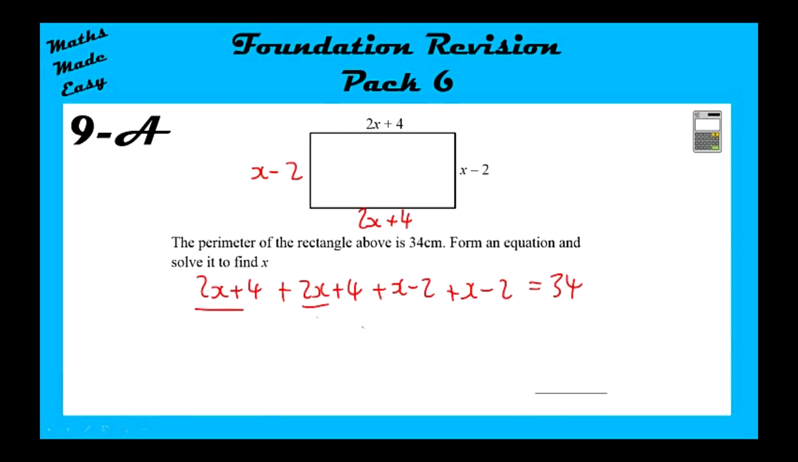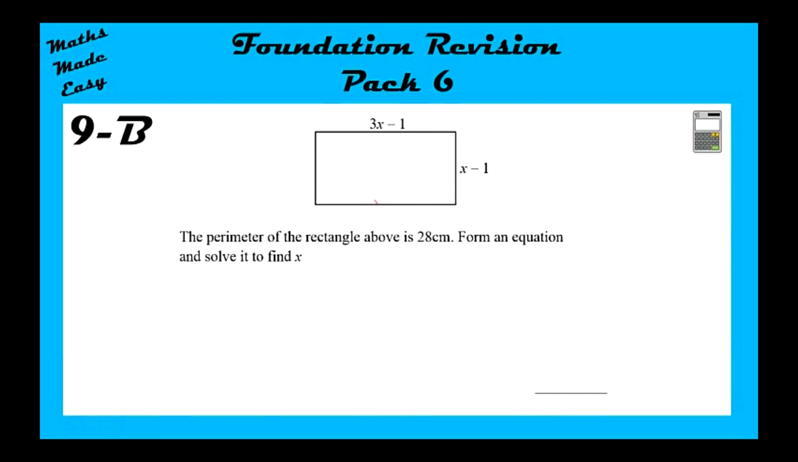Now we simplify. 2x and 2x is 4x, plus x is 5x, plus x, we've got 6 x's. We've got 4 add 4, that's 8, take away 2, take away 2, that's 4, equals 34. Then we solve this, we get 6x equals 30, therefore x must equal 5.